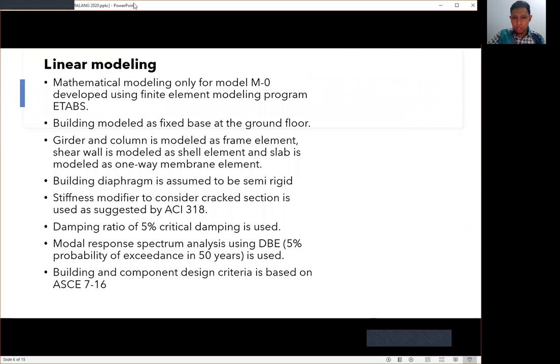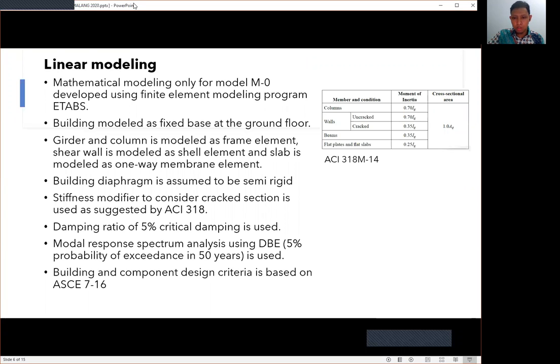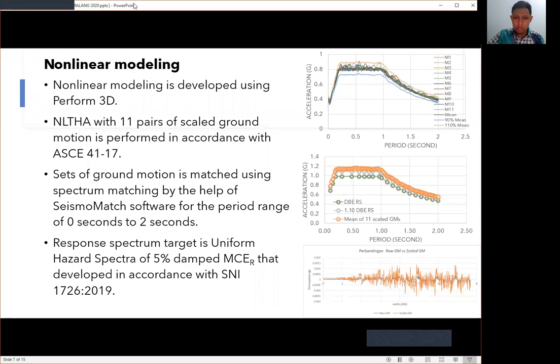For the linear modeling, we use ETABS. The building model is fixed base at the ground floor. Girders and columns are modeled as frame elements, walls are modeled as shell elements, and slabs are modeled as one-way membrane elements. The building diaphragm is assumed to be semi-rigid. The stiffness modifier to consider cracking is used. Damping ratio is 5%. Modal response spectrum analysis uses the design basis earthquake. Building and component design criteria are based on ASCE 7-16.